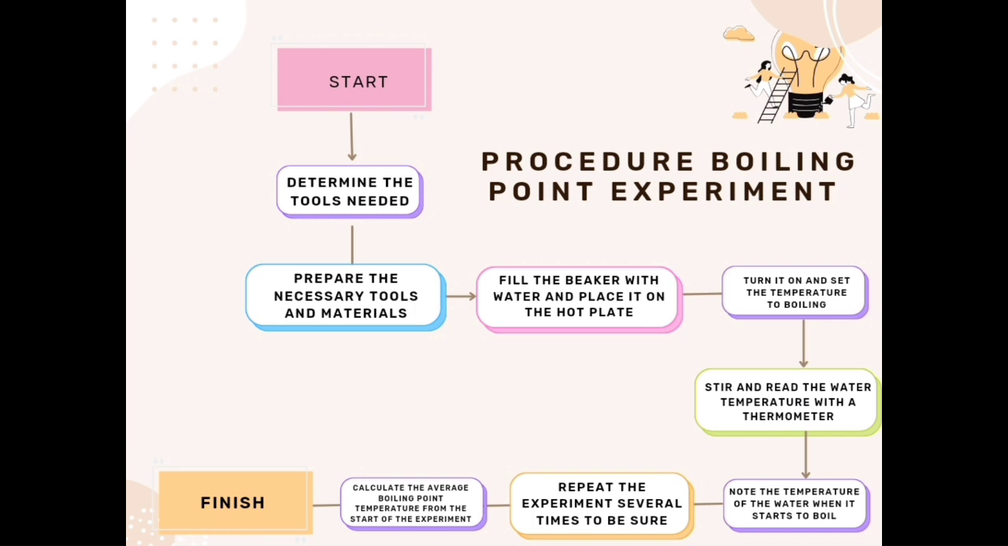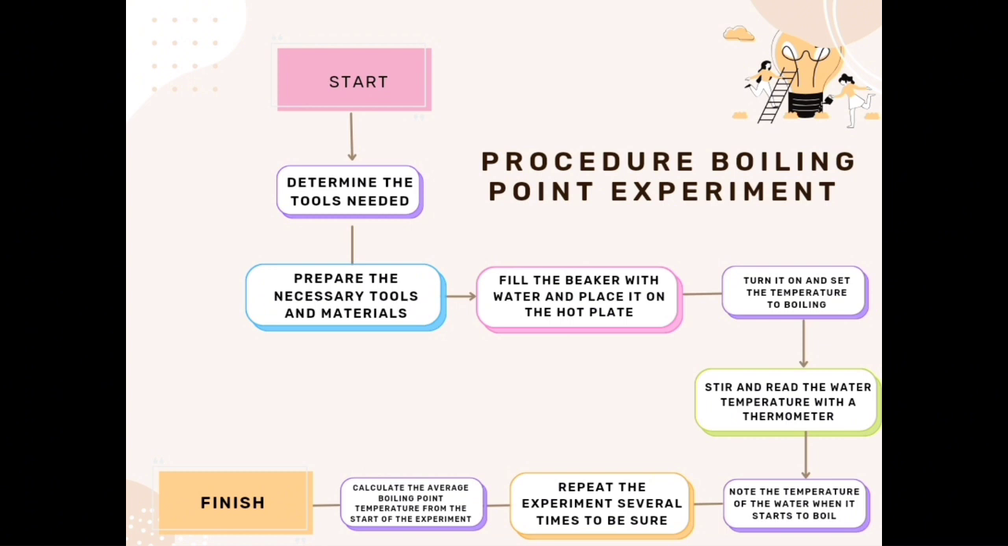After determining the required tools, the next step is to prepare all the necessary tools and materials before starting the experiment. Next, fill the beaker with water and place it on the hot plate. Take the beaker and fill it with water. Place the beaker on the hot plate to heat the water. Next, turn it on and set the temperature to boiling. Turn on the hot plate and set the temperature until it reaches the boiling point where the water begins to boil.